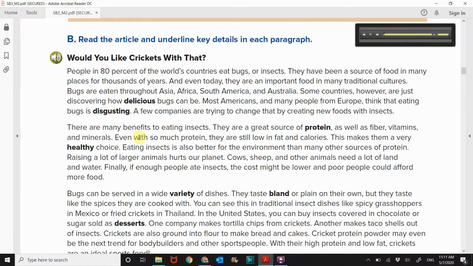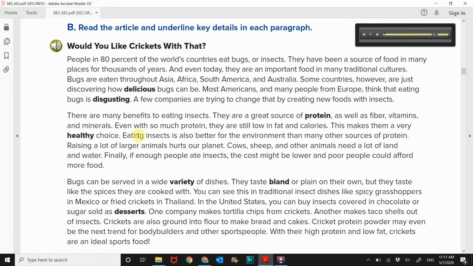Reading. Activity B. Read the article and underline key details in each paragraph. Would you like cricket with that? People in 80% of the world's countries eat bugs or insects. They have been a source of food in many places for thousands of years. And even today, they are an important food in many traditional cultures. Bugs are eaten throughout Asia, Africa, South America, and Australia. Some countries, however, are just discovering how delicious bugs can be.